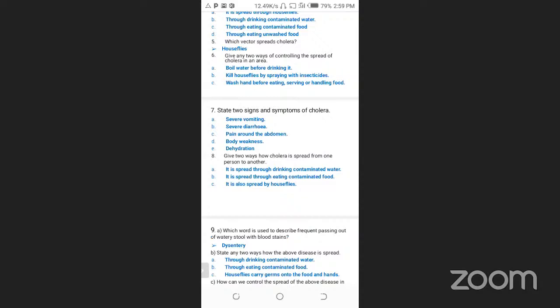Now they did not say how dysentery is spread. I'm using it now because we have identified number 9A as dysentery. So how is it spread? Through drinking contaminated water. Let's not talk about drinking unboiled water. Members, how about if you boil water and you don't keep it safe? It can get contaminated. So the best answer here is through drinking contaminated water.